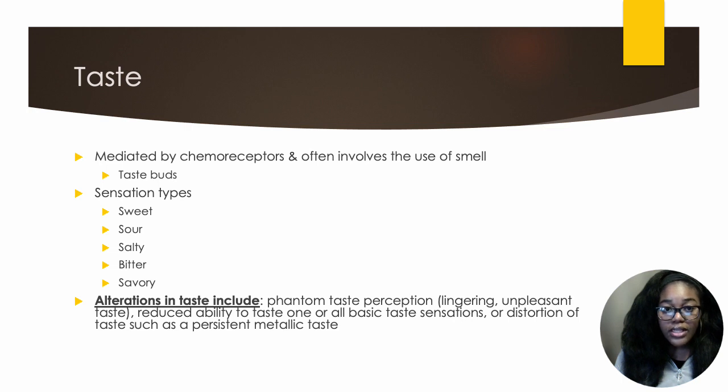So some disorders include phantom taste perception. You may even have a lingering and unpleasant taste that does not go away. You may have the reduced ability to taste one or all of the 5 basic types of taste. So that's the sweet, sour, salty, bitter, and savory. You're unable to determine which is which. Or you may have a distortion of flavor, such as a persistent metallic taste. But it's good to know that sometimes when we have that metallic taste especially, it may indicate some other dysfunction overall within the body. So it's something to pay attention to.